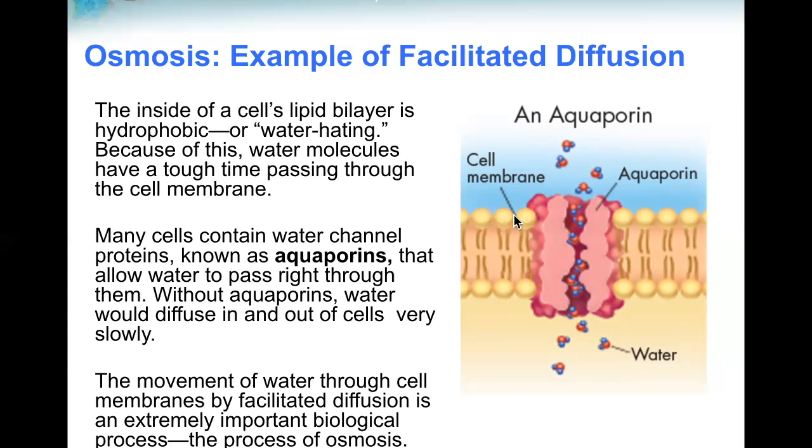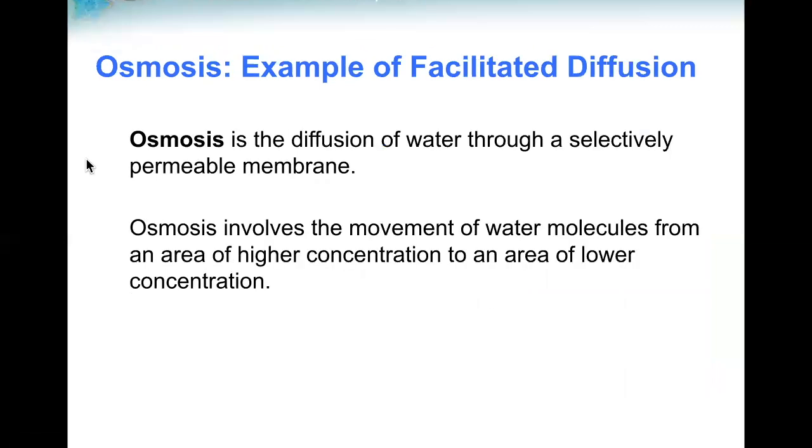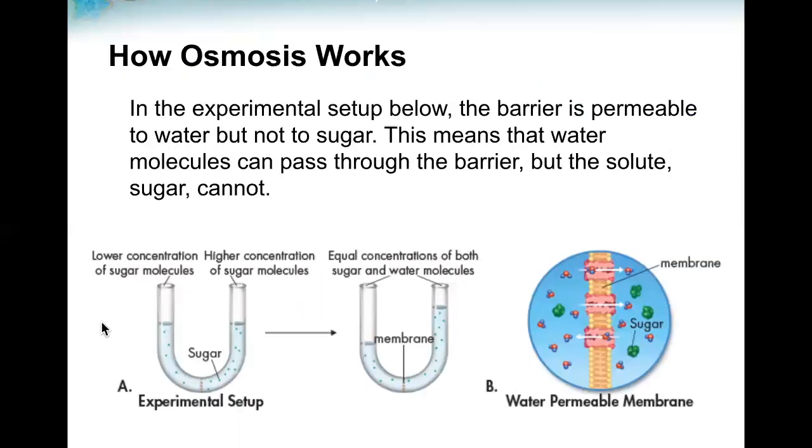So the cell membrane will block because of the hydrophobic tails, but this aquaporin will allow the water to flow through here, in either direction. Osmosis is the diffusion of water through a selectively permeable membrane. Osmosis involves the movement of water molecules from one area of higher concentration to an area of lower concentration.